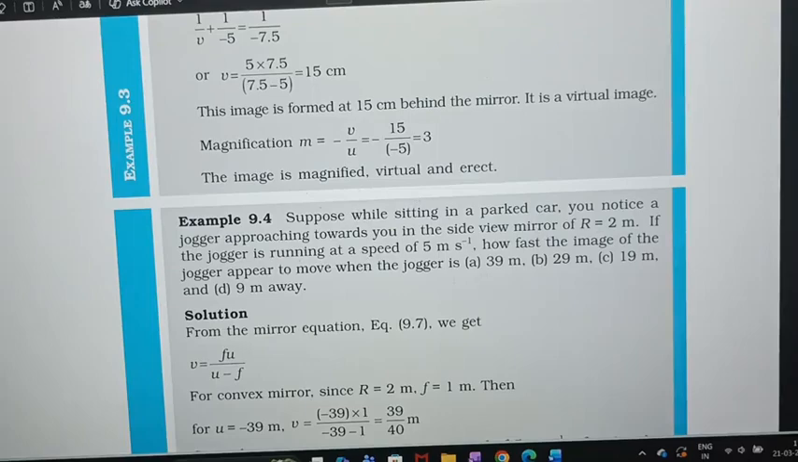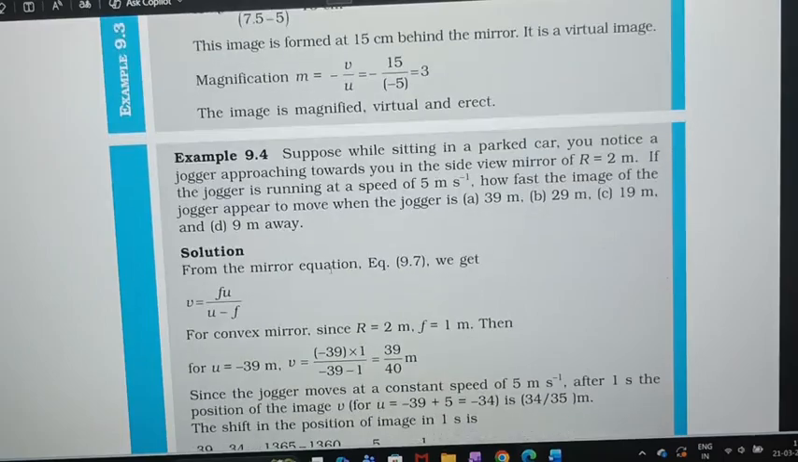Now suppose the jogger's speed is given, then how fast the image of the jogger will appear? They have given different object distances, and the jogger can be considered as our object. Alright, so how to solve this question? Suppose the jogger is first at 39 meter away. Then we are using the mirror equation only again.